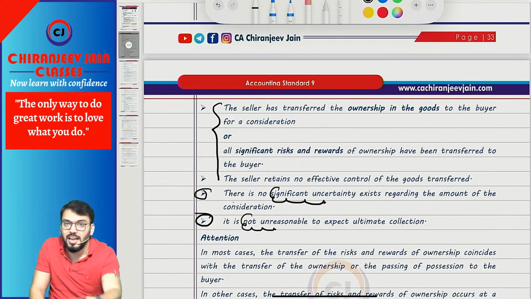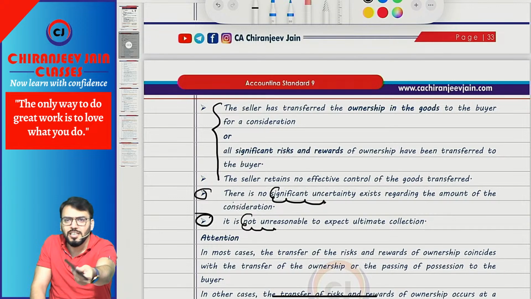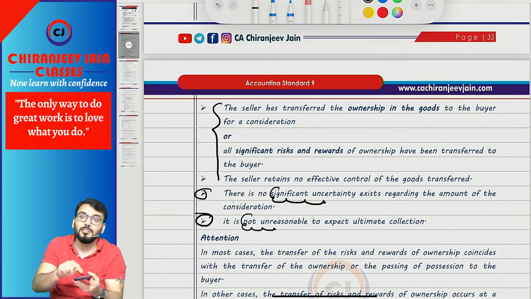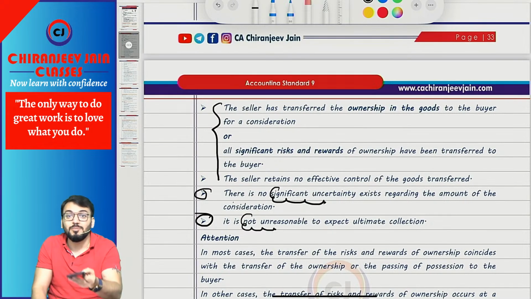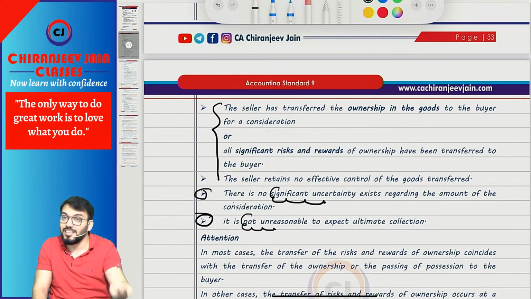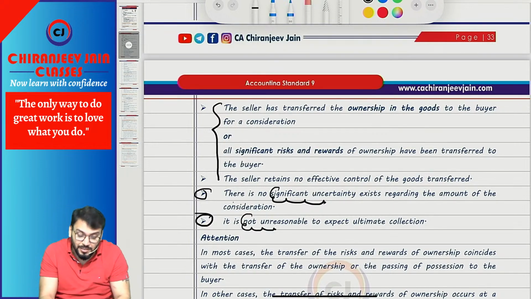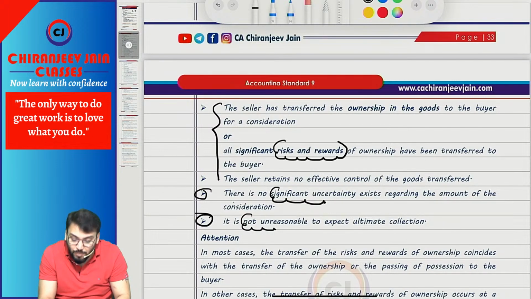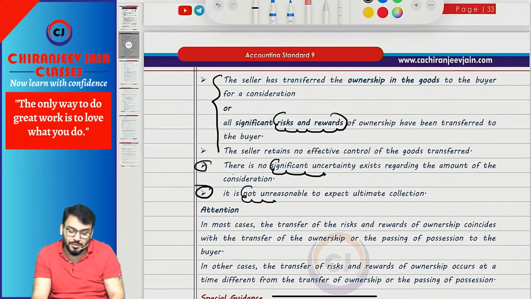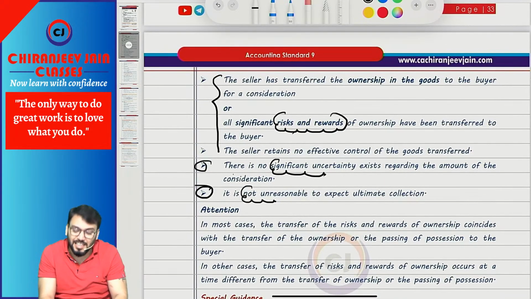If I say I have transferred the ownership of this mobile to you, it means the entire risk, entire reward of this mobile has been transferred to you. But sometimes, even though I have not transferred the ownership, I may transfer the risk and reward of this to you. In that case also it is the sale of goods. Correct. Now, the prime condition is what? The transfer of risk and reward of ownership to the buyer. Understood? Correct. And of course with this the seller retains no effective control of the goods transferred.